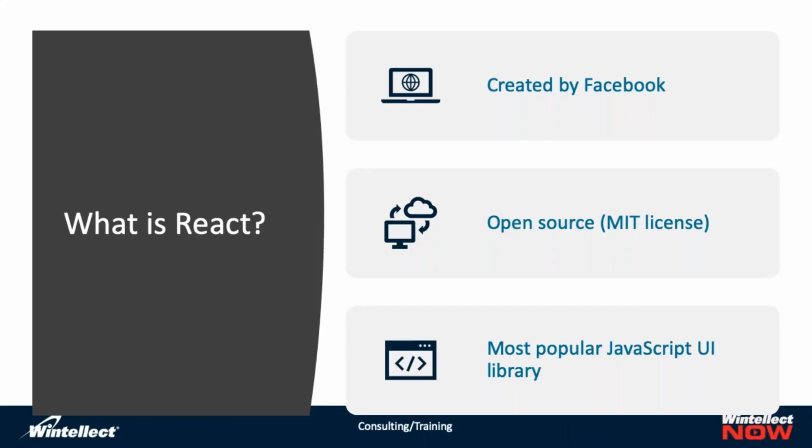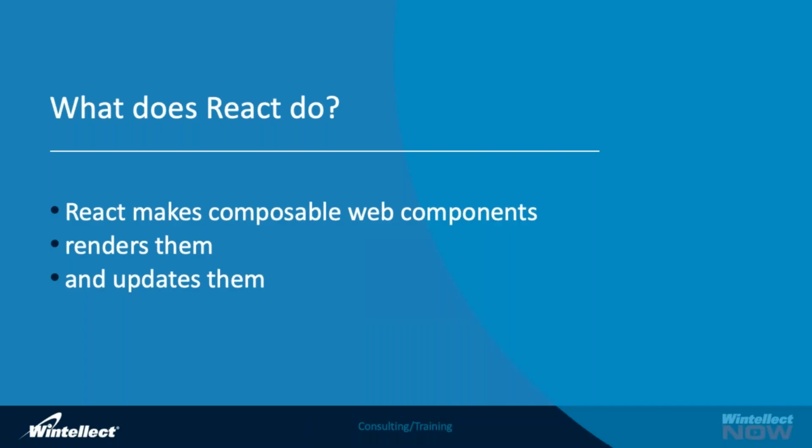React was created by Facebook. It's open source under the MIT license, and it's currently the most popular JavaScript user interface library. The main thing React does is make it possible for you to create composable web components, meaning that you can design your user interface as a series of reusable parts that are rendered, built up into an entire user interface, and then updated in a very optimized way.